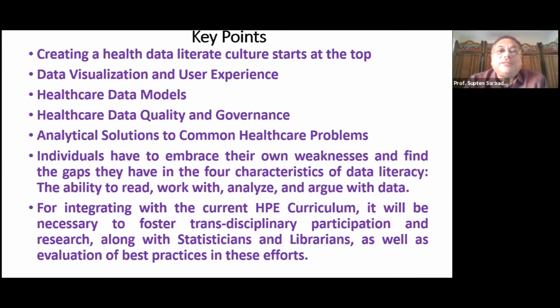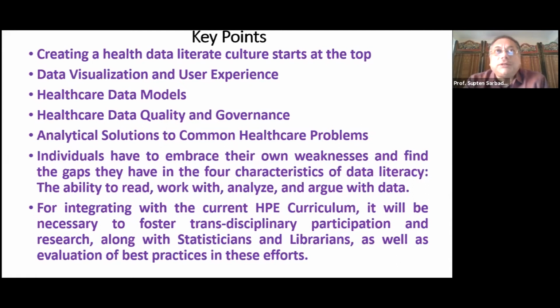Then data visualization and user experience. Just having data is not enough. We need to understand what it is, so visualizing and understanding it. Then modeling, healthcare data models. Then healthcare data quality and governance. These things are also very important, as I've explained. Then we also need to work on analytic solutions to common healthcare problems. Individuals have to embrace their own weaknesses and gaps in data literacy, that is, the ability to read, work with, analyze, and argue with data.